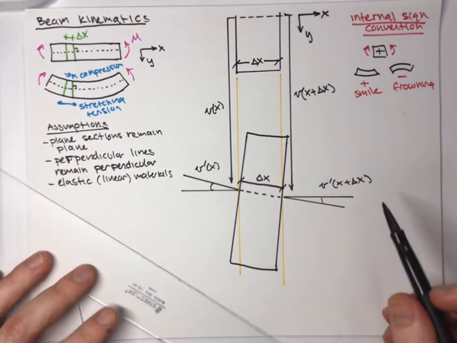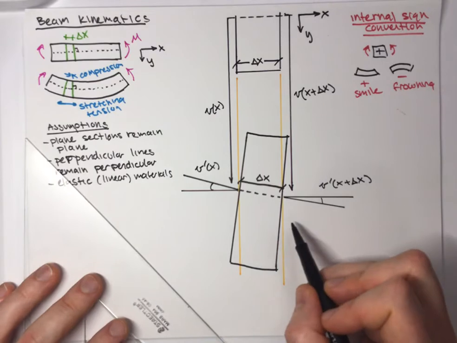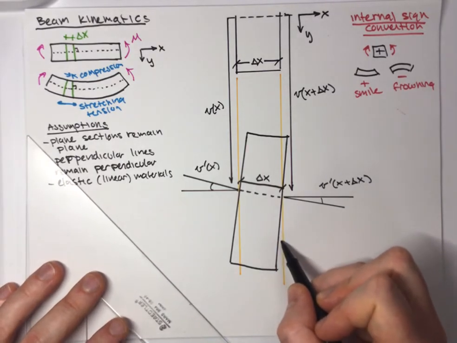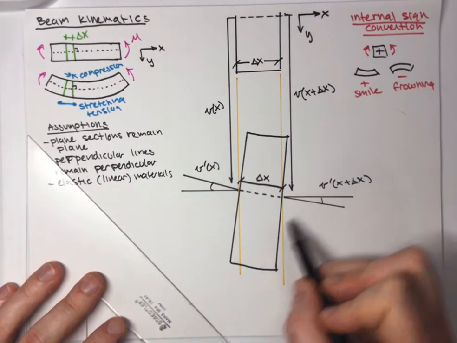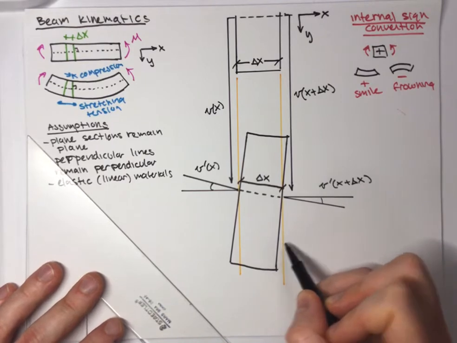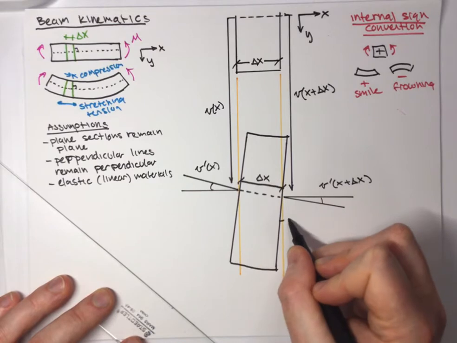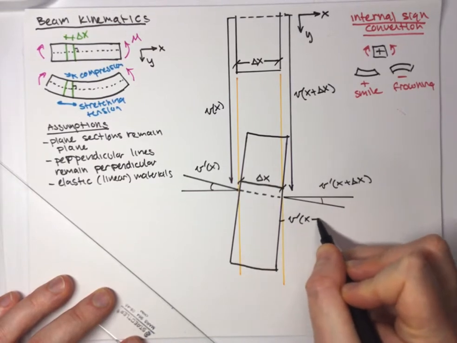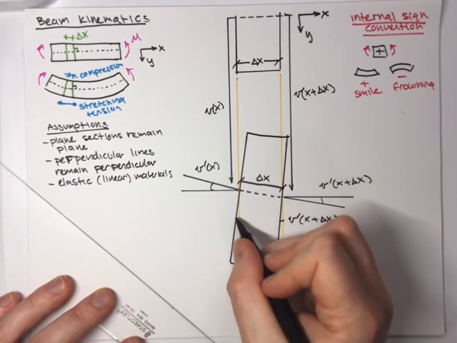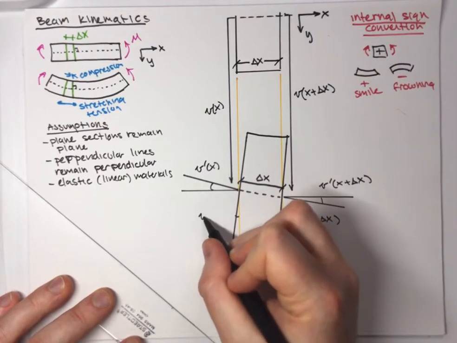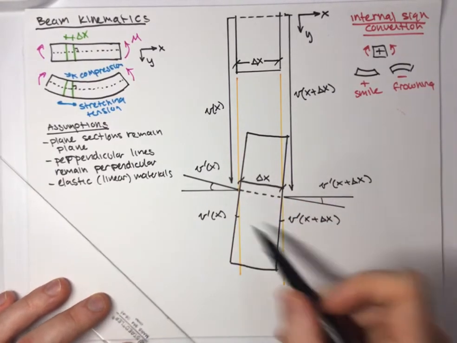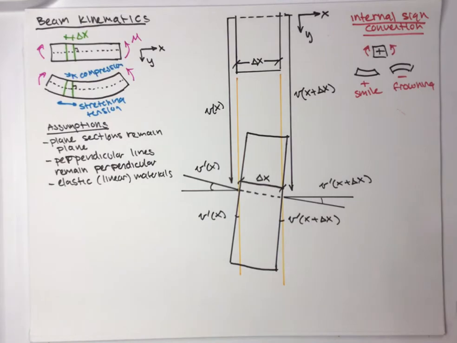And if you look at the angle here, and with our yellow line down here, what you'll find is that those are going to actually be the same. So this will also be the slope at x plus delta x. This angle here will be the slope at x. It's just an angle, and we'll utilize that in just a moment.